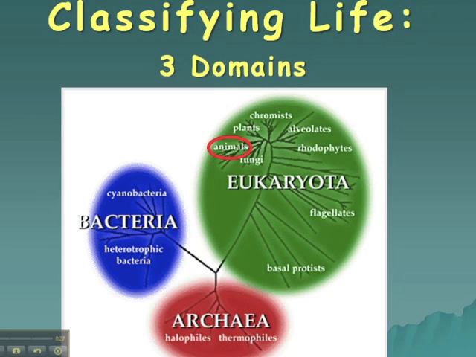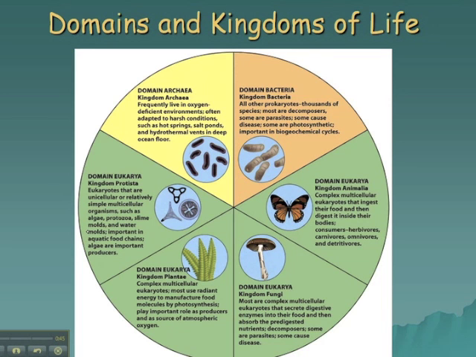So the three main ones are the three main domains. Domains are above kingdom in terms of classification. So before you divide organisms up into kingdoms, they are in these three main domains. Okay, so you have bacteria.